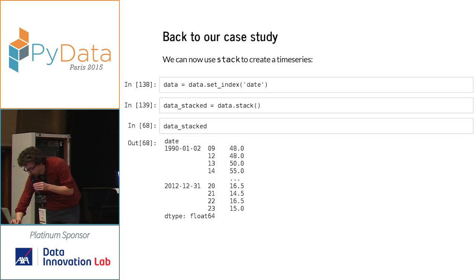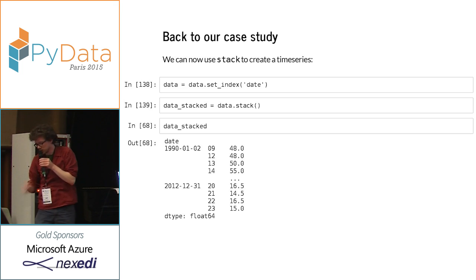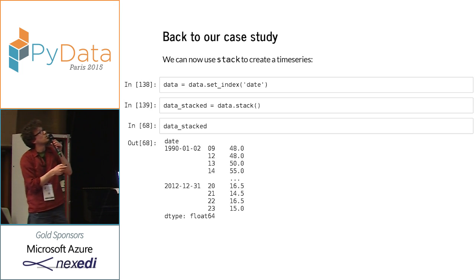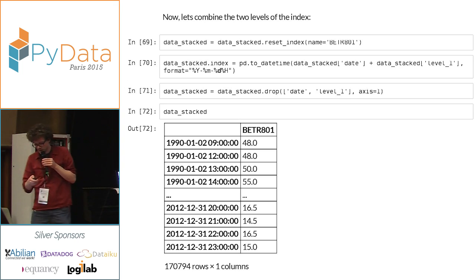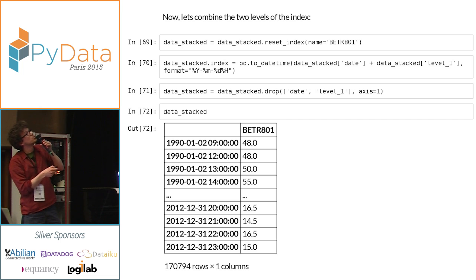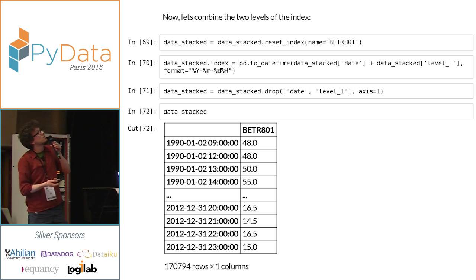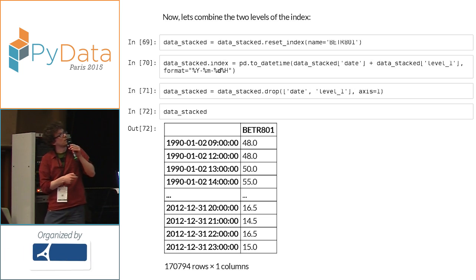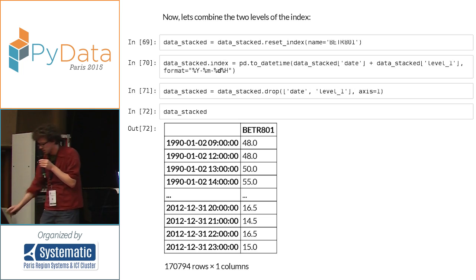So if I then call stack on this data, you get the stacked data, and you will see now I get a series with the date, and then for each date the different hours and the values. To further process it to something useful, I just combine the two levels, the date and the hour, into a datetime, so I can use it as a time series. So I end up with something like this, nicely formatted, for one station the different hourly pollution levels.